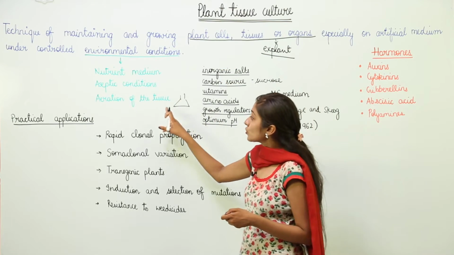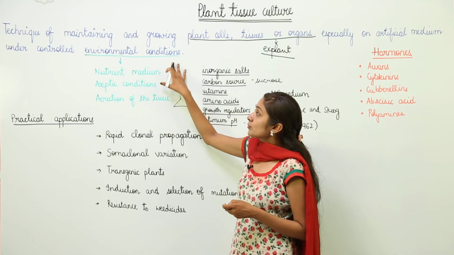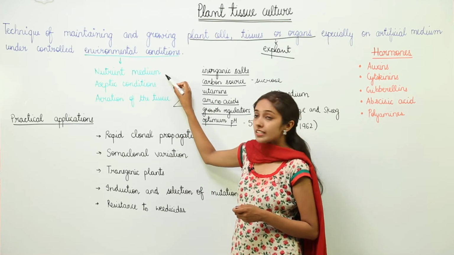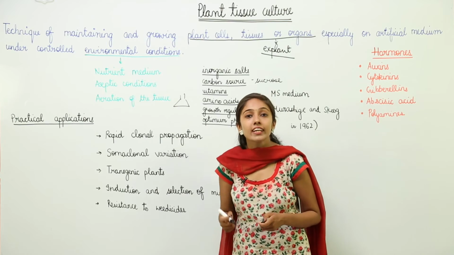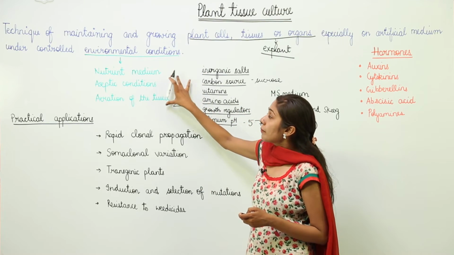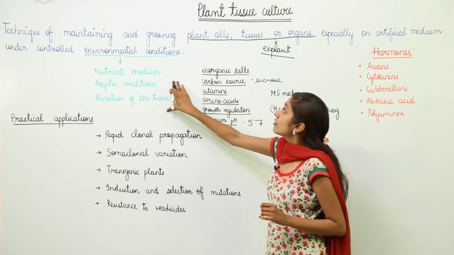So aeration of the tissue is also a must. Remember, the environmental conditions are controlled, which means we are going to give proper nutrient medium, aseptic conditions, and aeration of the tissue. We need to take care of this. So as a whole, these are the basic controlled environmental conditions that we need to understand for understanding plant tissue culture.